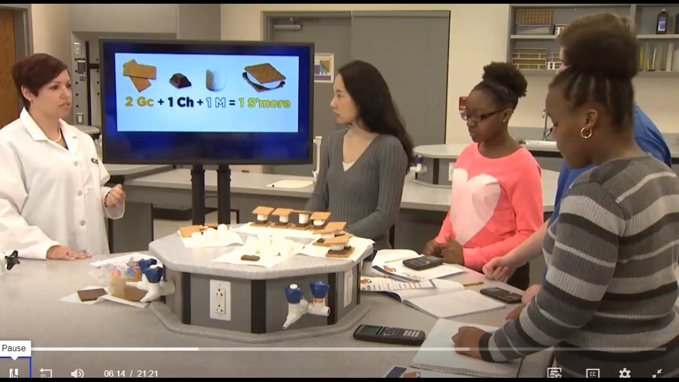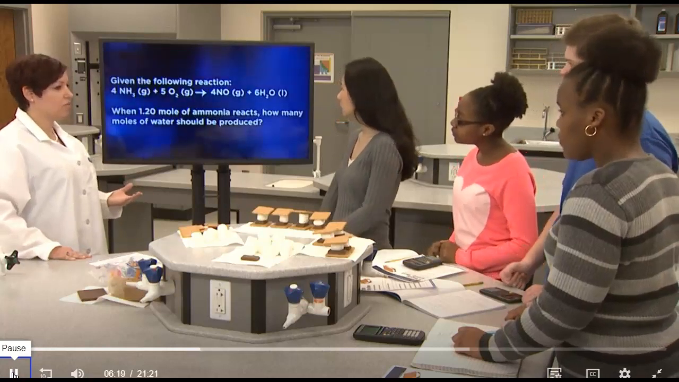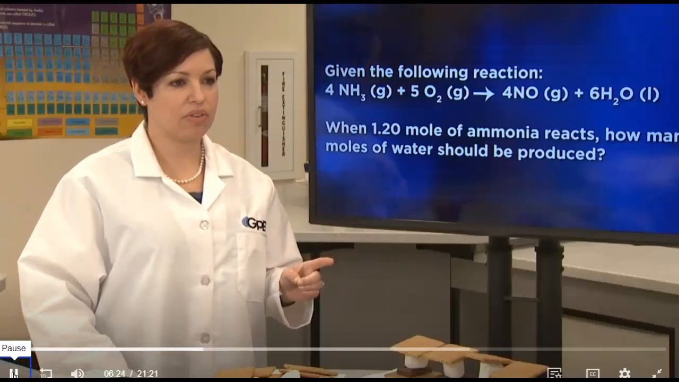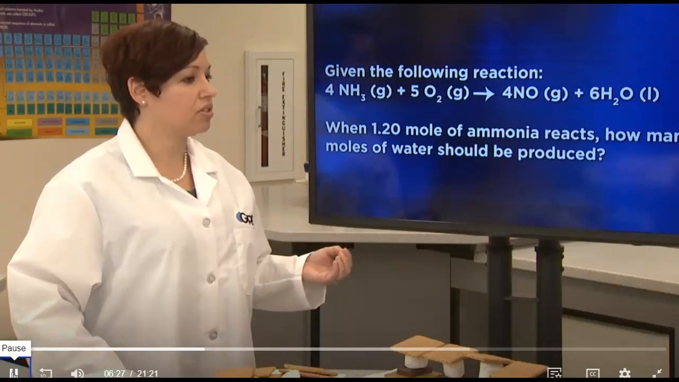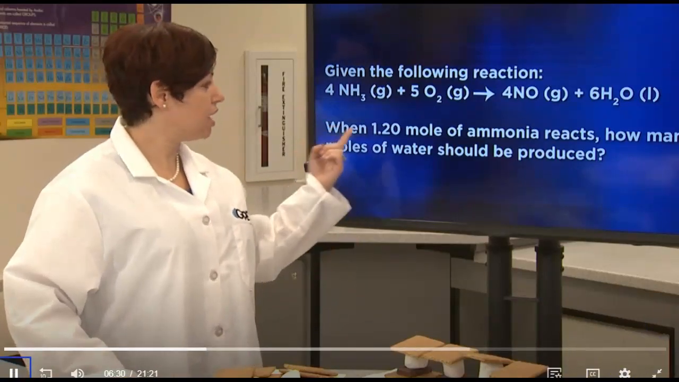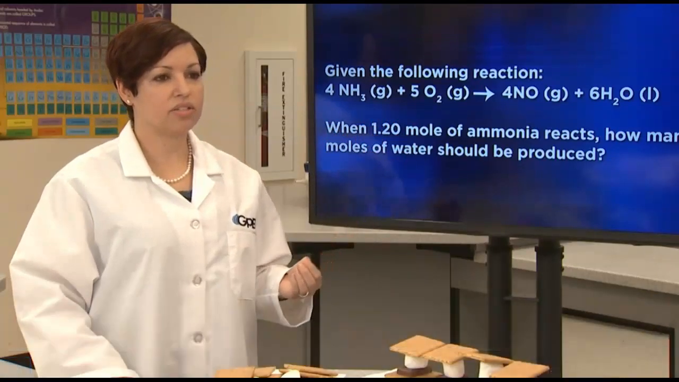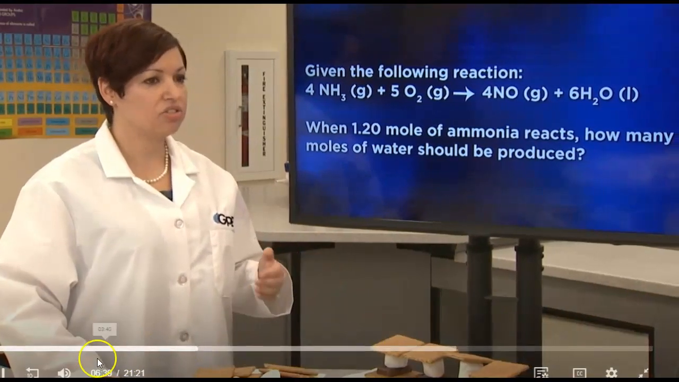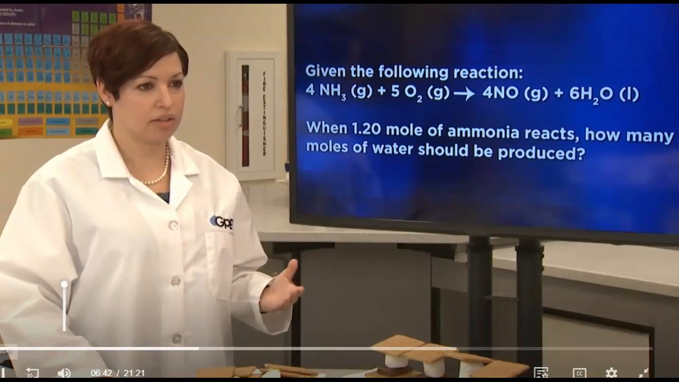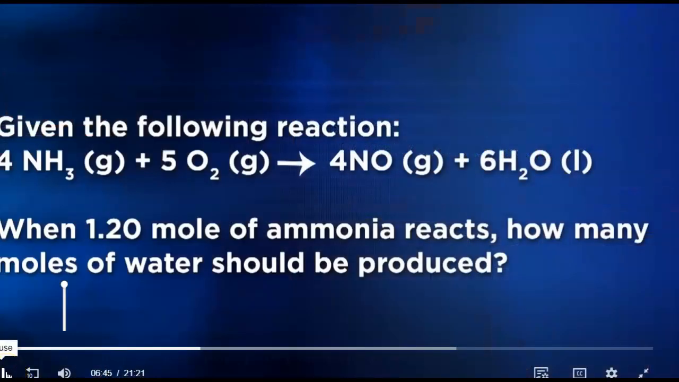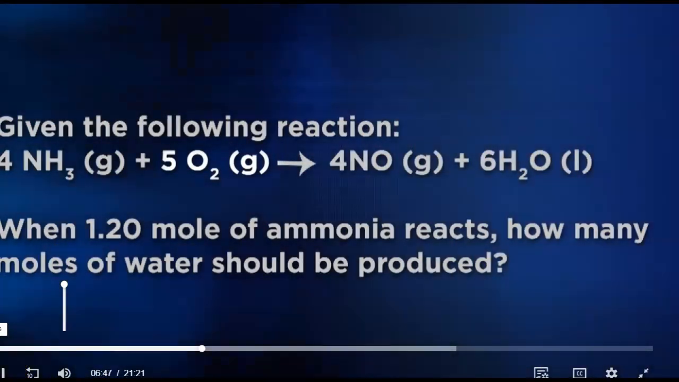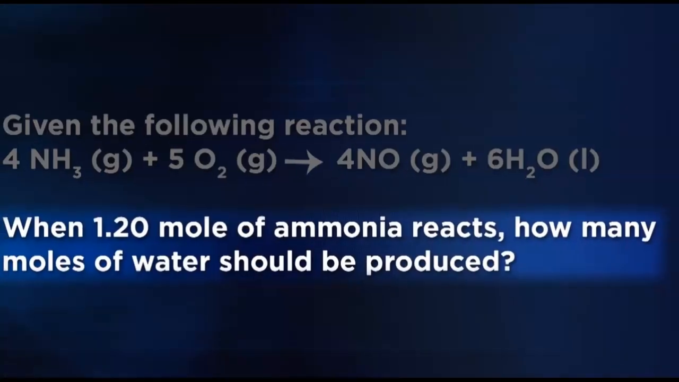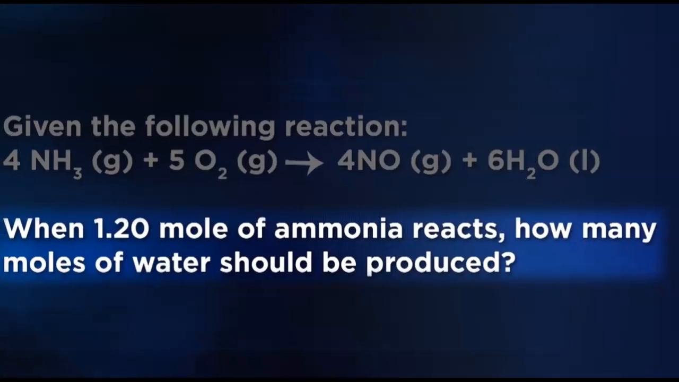So let's look at an example together. Ammonia can react with oxygen to produce nitric oxide and water. So let's say that you operate a factory manufacturing nitric oxide for heart medication. Your starting materials are ammonia and oxygen. In your factory, let's assume that it's very important to know exactly how much water will be produced by this reaction, since you're careful to recycle as much water as you can. So given this balanced chemical equation, where 4NH3 plus 5O2 yields 4NO plus 6H2O, when 1.2 moles of ammonia reacts, how many moles of water should be produced?